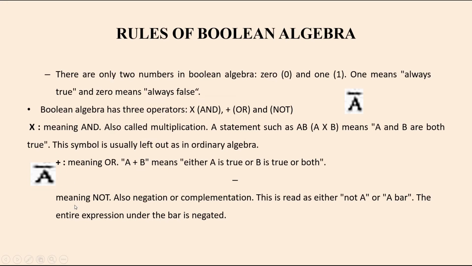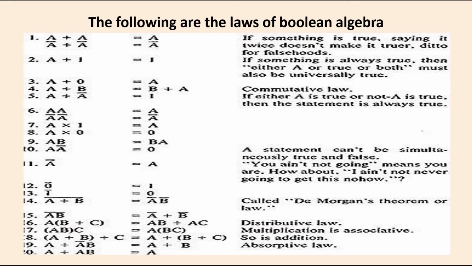Now what is A bar? It means not, also called negation or complementation of A. A bar is represented as not A or A bar. The entire expression under the bar is negated. So like this we have cross for and, both are true; plus, either A or B is true; A bar means not A, or not true. Like that, the rules of Boolean algebra can be represented.